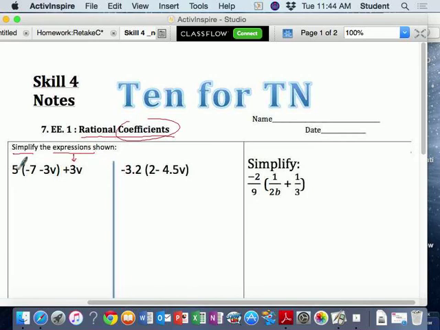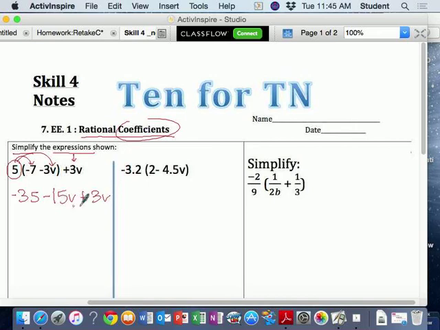So another key part of the standard is the distributive property. Whenever you have a number directly outside the parentheses, you know you need to distribute it throughout the parentheses. So I always circle my number and then draw arrows to what I need to do, which numbers I need to multiply. So 5 times negative 7 is negative 35, and 5 times negative 3v is negative 15v. And then I pull down the number that was not used.